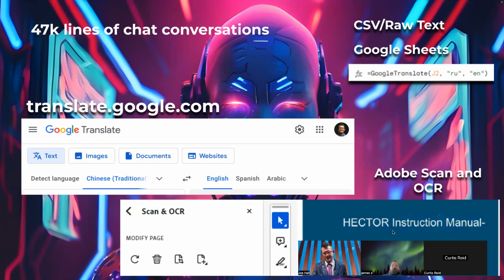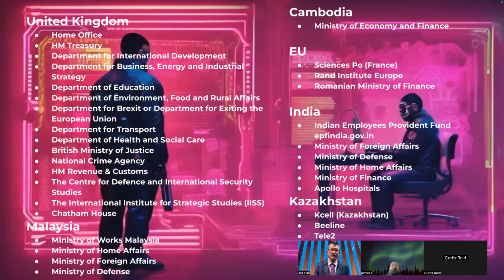For example, that's the Hector instruction manual. That's their malware they deploy. It's a Trojan that infects a lot of network equipment. So who have they hacked? Take a deep breath for this one.